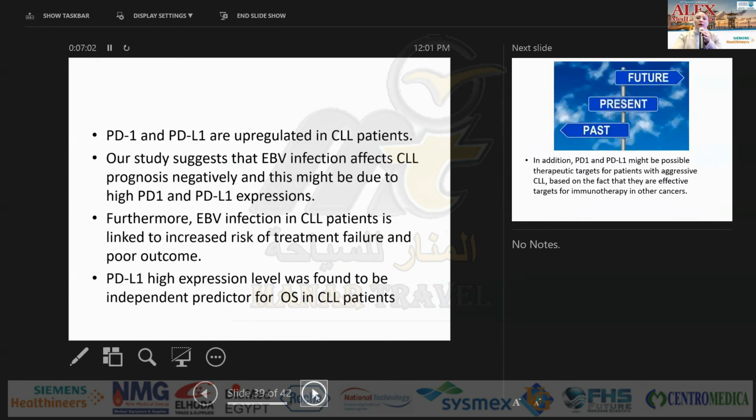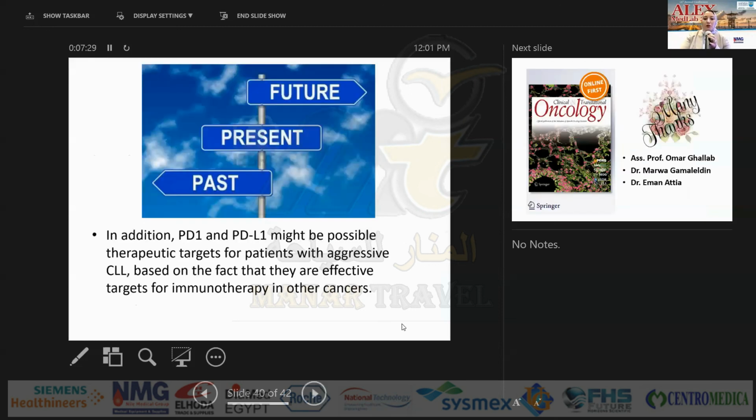We concluded that PD1 and PDL1 are upregulated in CLL patients. Our study suggested that Epstein-Barr virus infection affects CLL prognosis negatively, and this might be due to high PD1 and PDL1 expressions. Furthermore, Epstein-Barr virus infection in CLL patients is linked to increased risk of treatment failure and poor outcome. PDL1 high expression level was found to be an independent predictor for overall survival in CLL patients.